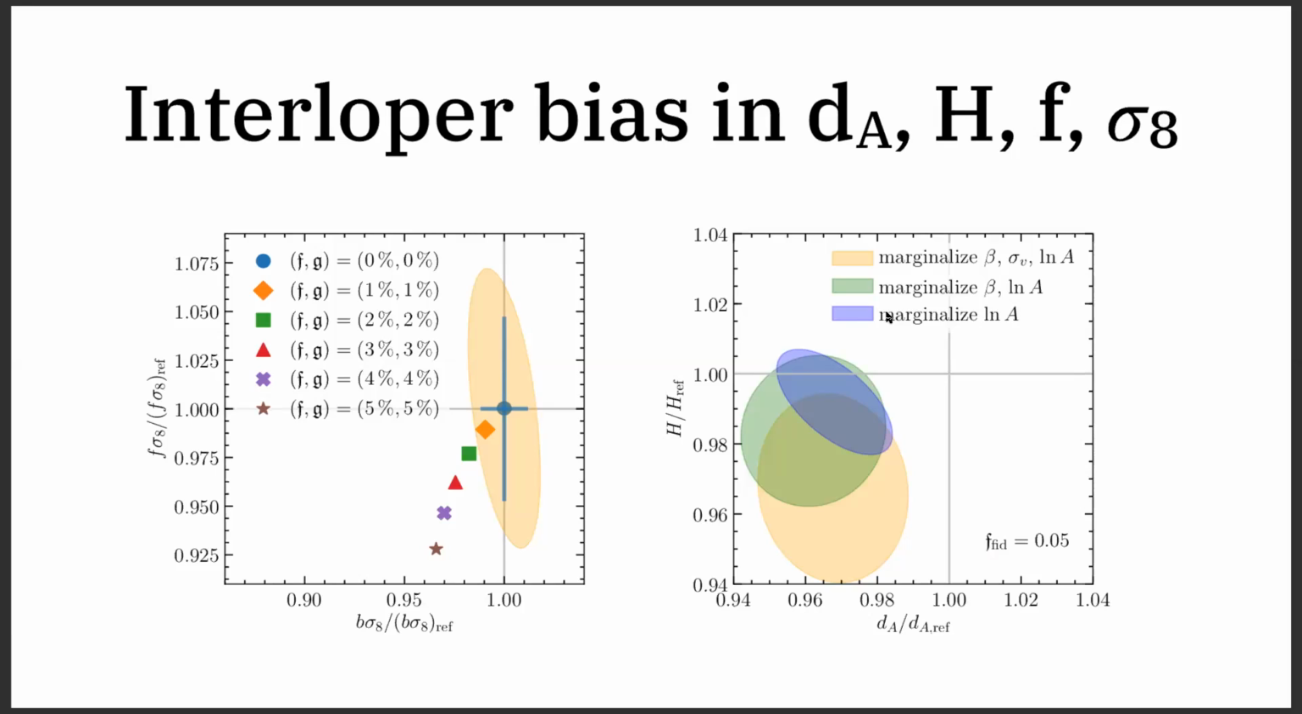The true value is here. If you increase the contamination fraction, you bias this measurement. 5% is here. Okay, that's extremely dangerous. It biases the distance measurement as well as the dynamical measurement. Okay. Luckily, though, we do have a way to test that.